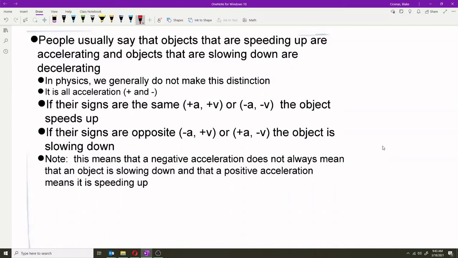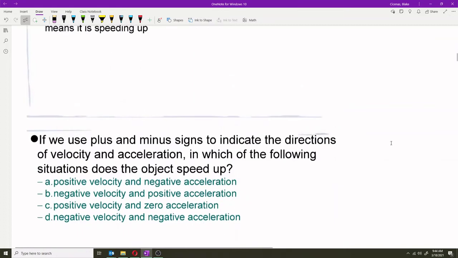Another example is you have a positive acceleration but a negative velocity. So you're backing out of the parking spot, and then all of a sudden, a little kid runs out, and you see on your backup cam, oh crap, I don't want to hit the kid, and so you hit the brakes. When you hit the brakes, you're still going backwards, but not as fast, and so you have a positive acceleration. So those are two opposite situations. Note that this means negative acceleration does not always mean that an object is slowing down, and a positive acceleration doesn't always mean it's speeding up. So be careful with the vocabulary.